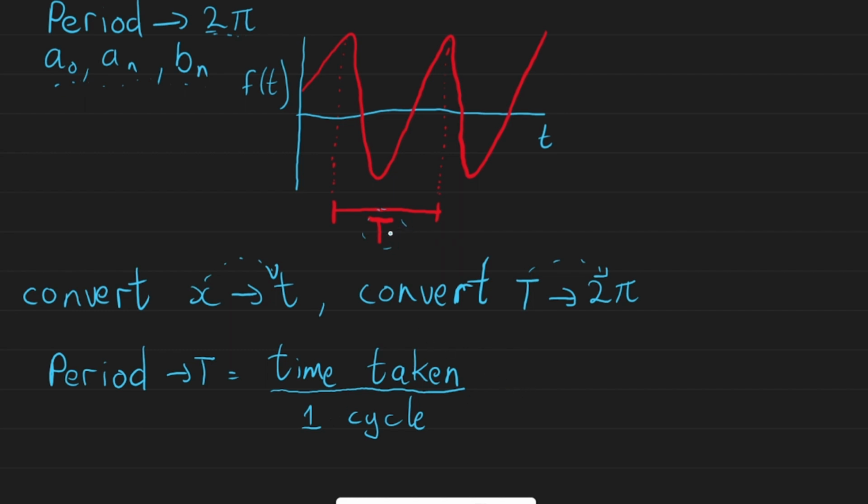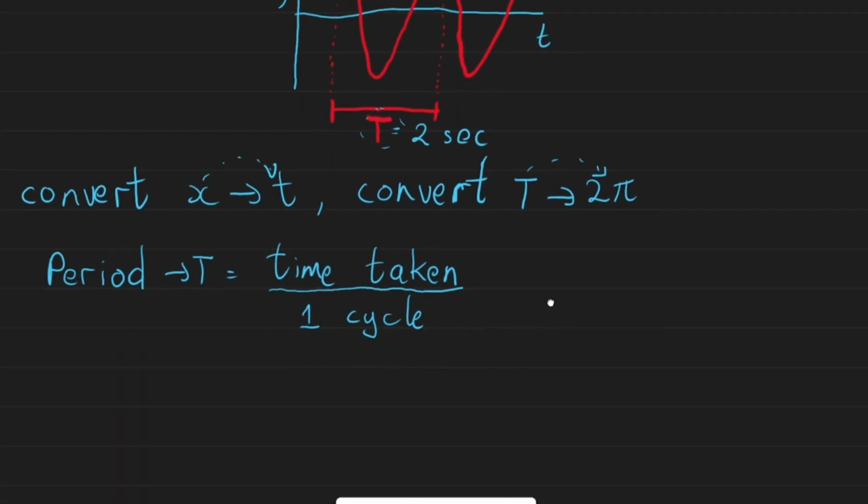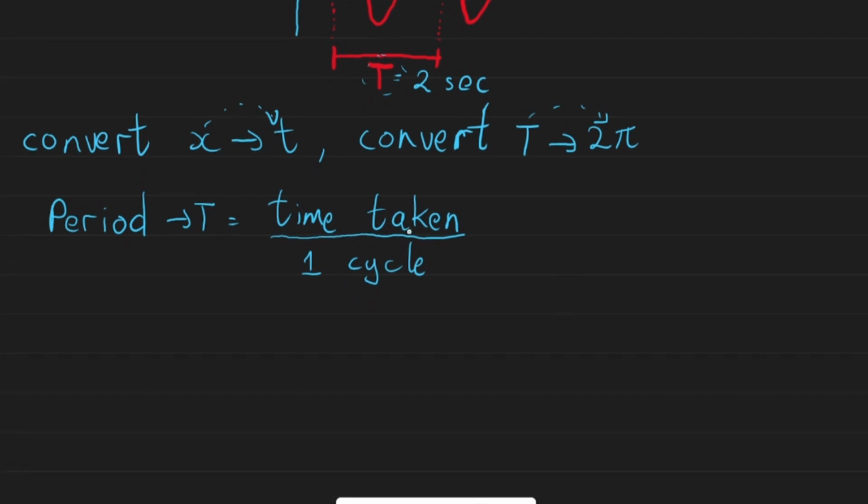So we can just give it a number, right? We can say that maybe it took 2 seconds, right? So our period is 2 seconds. It took 2 seconds to complete a cycle. So now what we want to consider is what happens when we invert this, right? So what happens when we invert this? So what we're now considering is the number of cycles in 1 second.